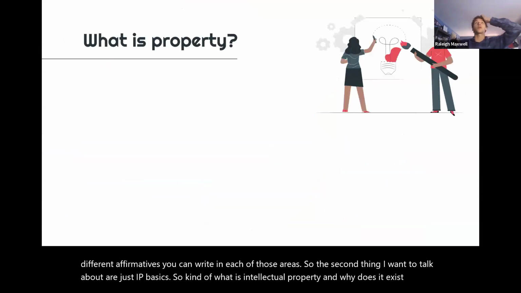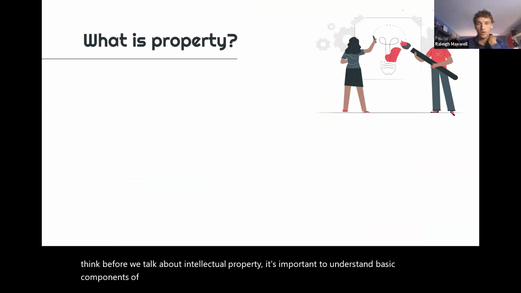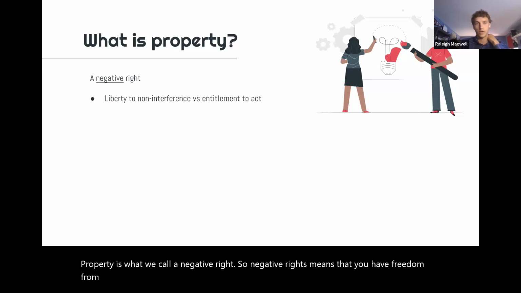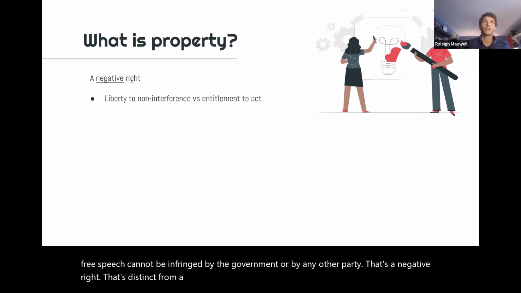But I think before we talk about intellectual property, it's important to understand basic components of just property. So property is what we call a negative right. So negative rights means that you have freedom from interference. So another negative right would be like a right to free speech, right? Your free speech cannot be infringed by the government or by any other party. That's a negative right. That's distinct from a positive right, which is kind of like an entitlement to act is the best way to explain it.